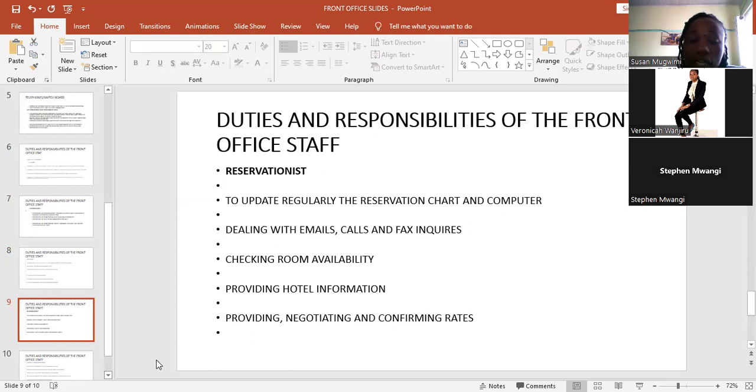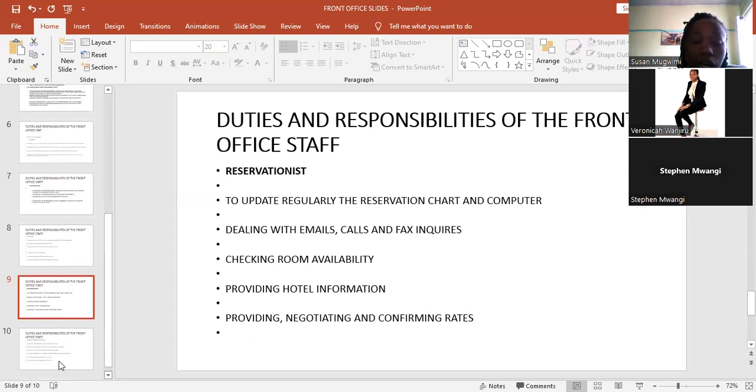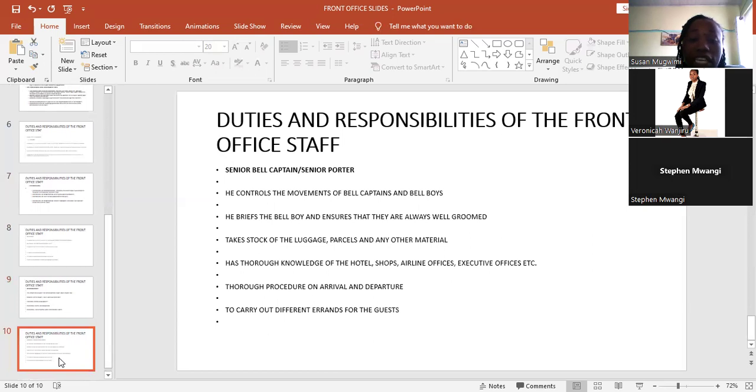If the guest is asking about the hotel, the reservationist must know all the details of the hotel. So lastly, we have the senior bell captain or senior porter. The senior porter is the one who makes sure that the establishment moves well. He does heavy duties in the establishment, like carrying heavy baggage. He also works hand in hand with the bellboys. He also makes sure that the guest is well dealt with.